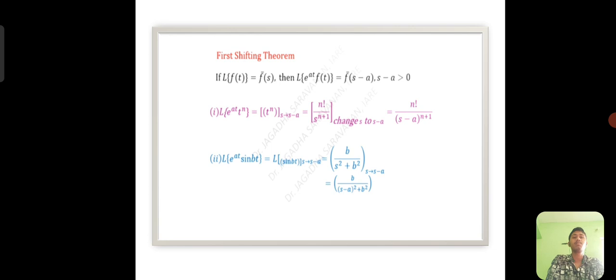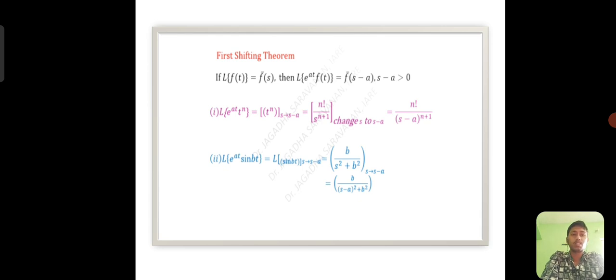According to the first shifting theorem, we know that if L{f(t)} = F(s), then L{e^(at) f(t)} = F(s - a), where s - a should be greater than 0. Here e^(at) is positive, so we get s minus a. L{e^(at) t^n} gives t^n with s replaced by s - a. In the t^n formula, it is n!/s^(n+1), and changing s to s - a, we get n!/(s - a)^(n+1).